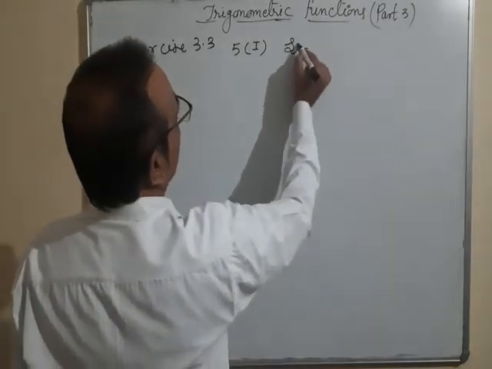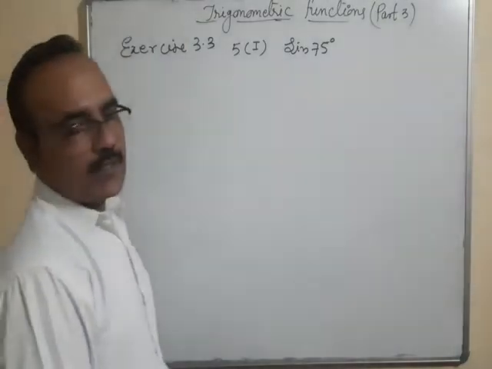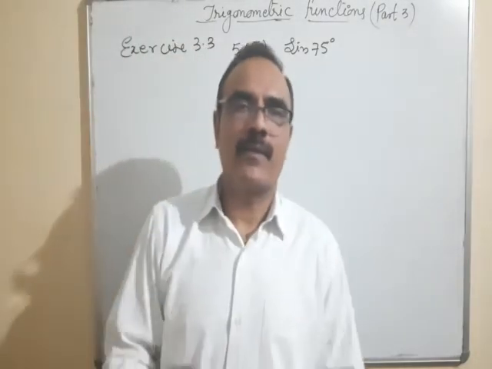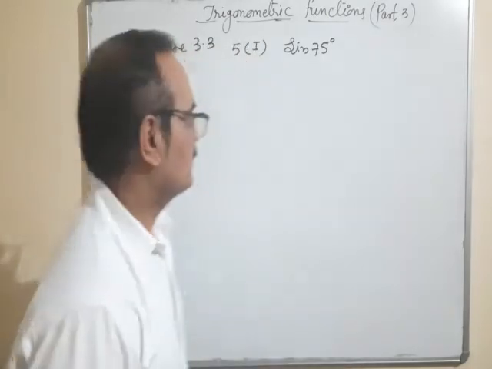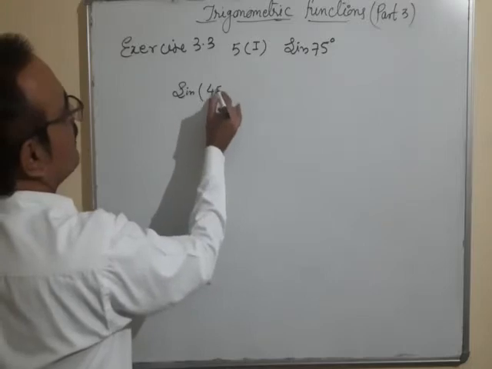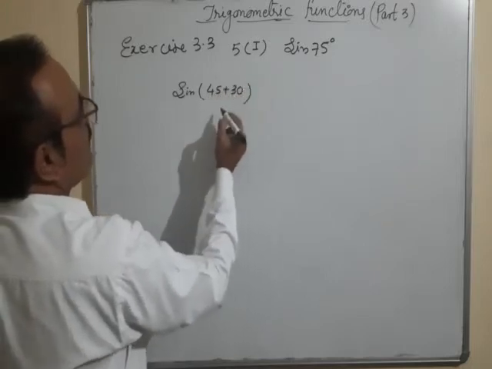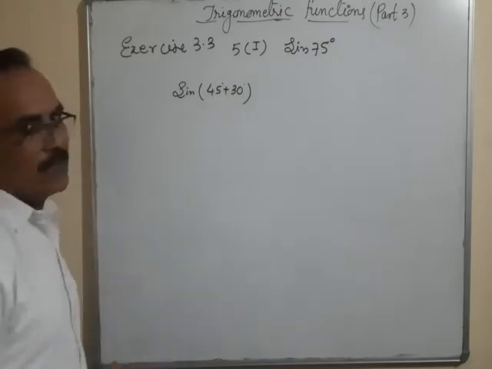Sine 75 degrees. Do you know how to find the value of sine 75? We break 75 into two parts, 45 and 30. So it is sine of 45 plus 30. 30 plus 45 is 75, and we know the values for both 45 and 30.